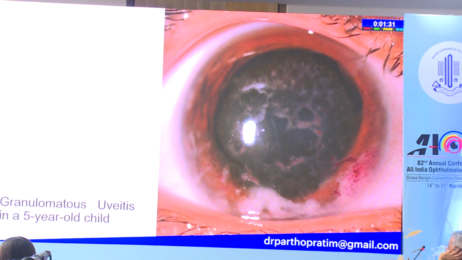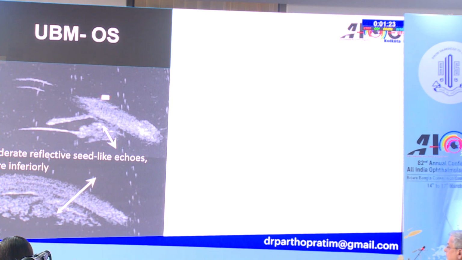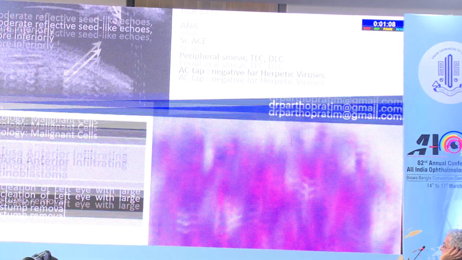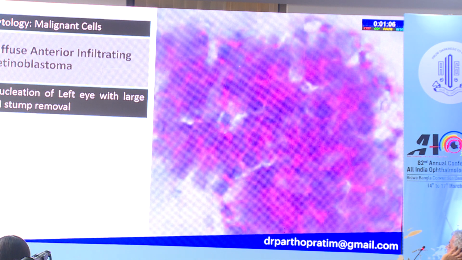So this is another patient, a 5-year-old child. You can see here, it looks like an anterior uveitis, with a lot of exudate-like material in the anterior chamber. When we did the UBM, you can see there were moderately reflective seed-like echoes, more inferiorly. When we did the investigations, everything was within normal limits. The AC tap was negative for the herpetic viruses also. But when we did the cytology, it showed malignant cells. So it was a case of diffuse anterior infiltrating retinoblastoma.